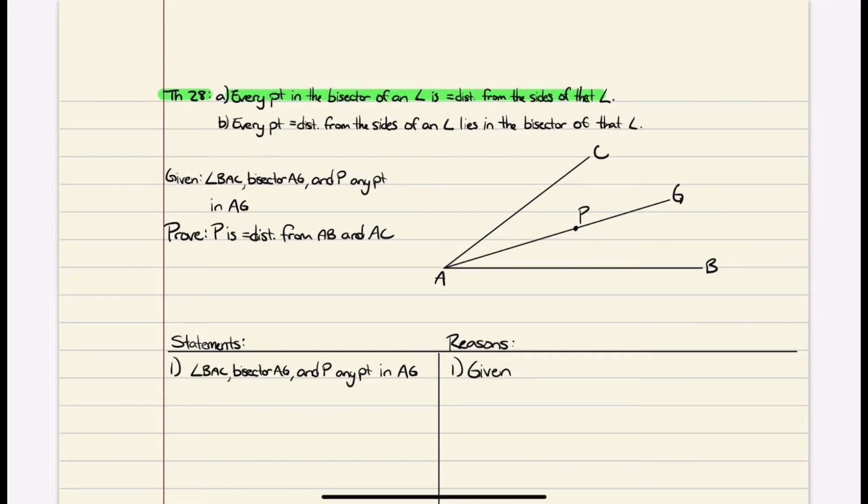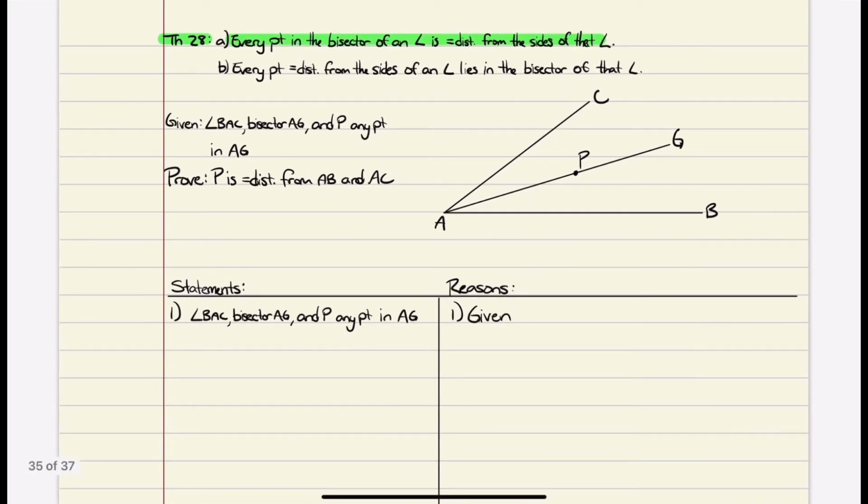So we're given this angle BAC and bisector AG with a point inside that bisector, P. Well, again, we could pick any point on that bisector and it'd be true. And then we're trying to prove that P is equidistant from AB and AC. All right, so let's jump on in.